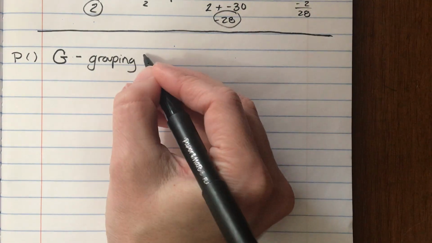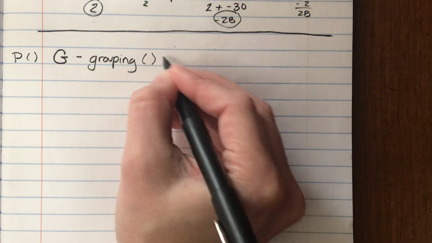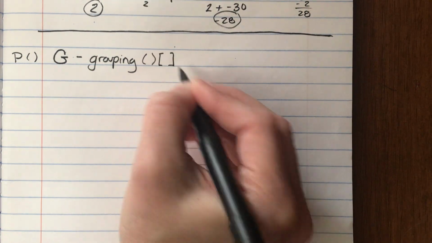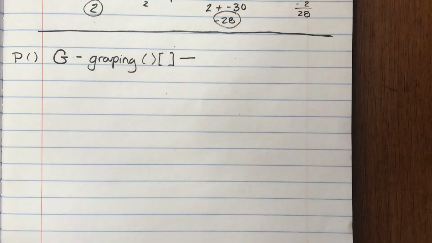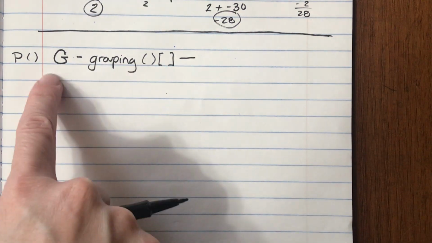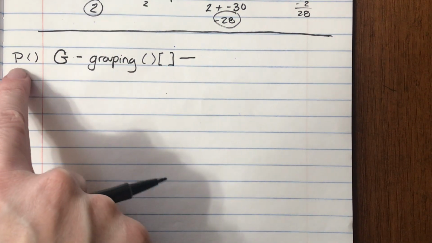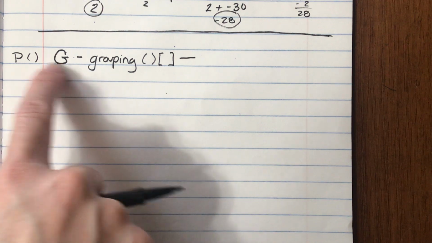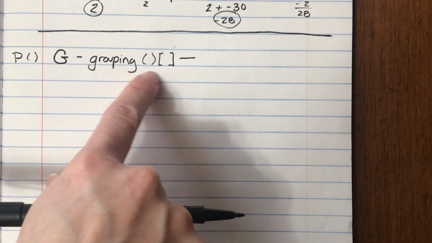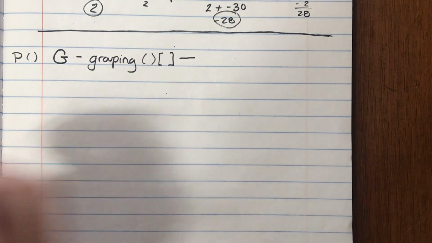Grouping symbols, which can include parentheses, but also can include these brackets or even a fraction bar. So there are lots of different grouping symbols, so I like to use G for grouping. If you like P for that first line for parentheses, that's also fine. Just keep in mind that there are lots of different ways parentheses could look.